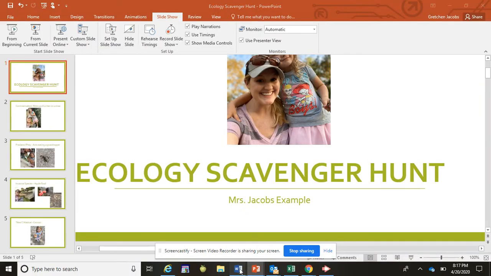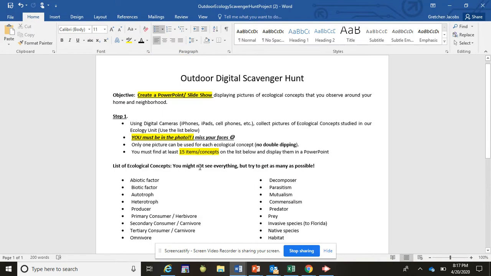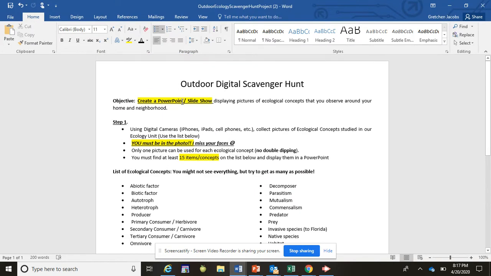We'll get to the PowerPoint in just a second. Here are the instructions. You're going to create a PowerPoint or a slideshow displaying pictures of ecological concepts that you observe around your home and neighborhood. So hopefully, wherever you live, you have the ability to go outside and walk around the sidewalk and just look for these.